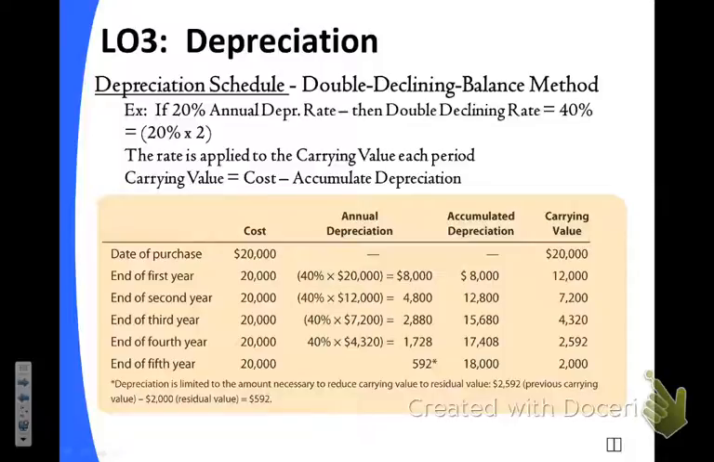Okay? And so next we'll do a little problem demonstrating how we would go about calculating the depreciation using the double declining balance method. So we're going to go to problem SE 10 on page 431 in our textbook.